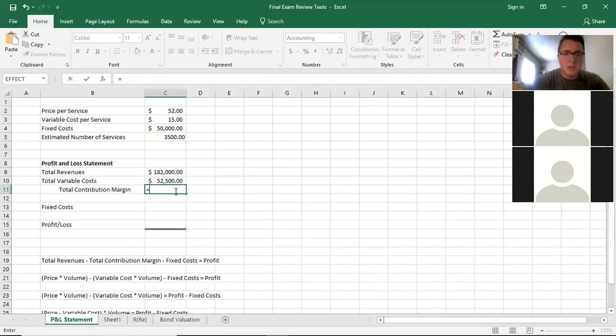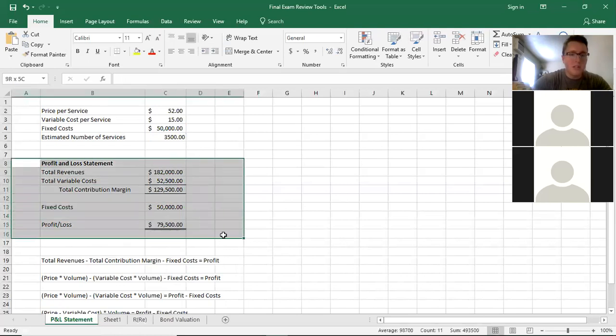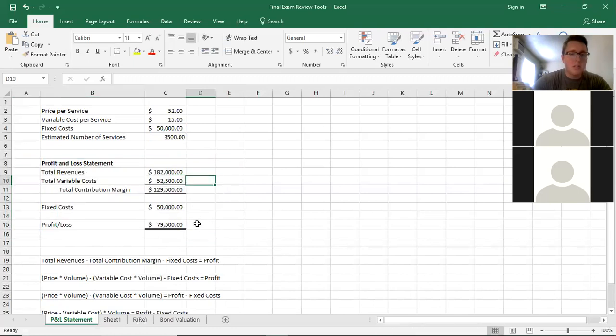Our total contribution margin is simply our total revenues minus our total variable costs, $129,500. Fixed cost is going to be the same as what we see here, just a straight number given to us. And then profit and loss is going to be equal to the contribution margin minus the fixed costs. So that's how you construct a profit and loss statement right there. That's what it should look like. That's how the numbers are entered in.